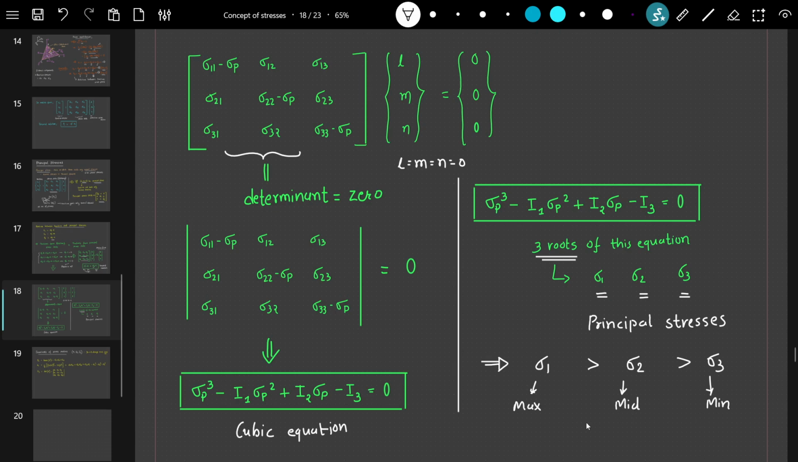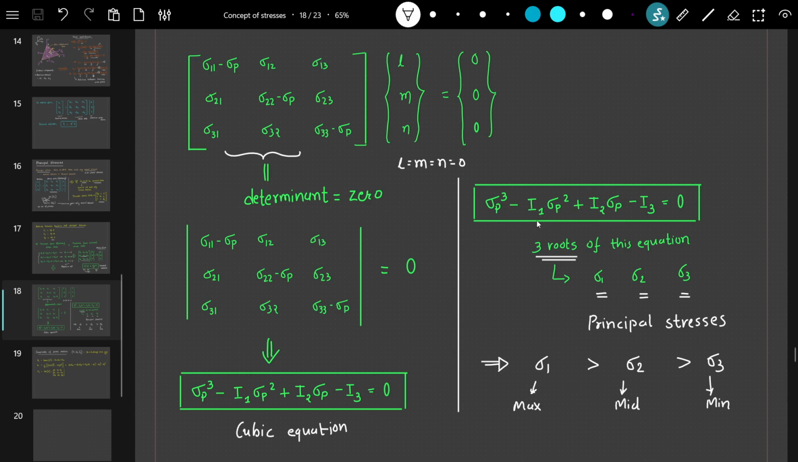In coming chapters, in future chapters, we will see the significance of the maximum, minimum and mid principal stresses. So this is how we get principal stresses from arbitrary stresses. We have been given some arbitrary stress values, and using this equation we can find the principal stresses.